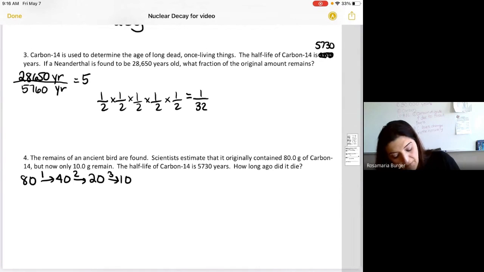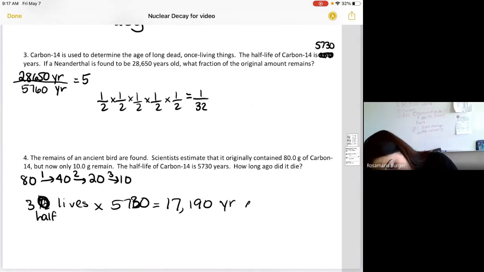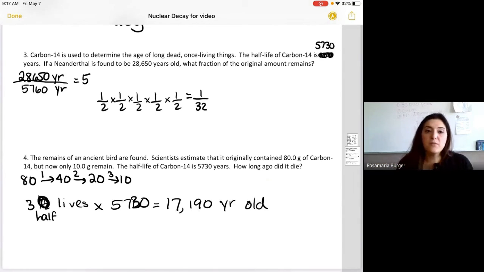So it's 3 half-lives. I don't want to say 3 half, because it looks like 3 1/2. 3 half-lives times 5,730 each, 5,730. That gets me 17,190 years old.